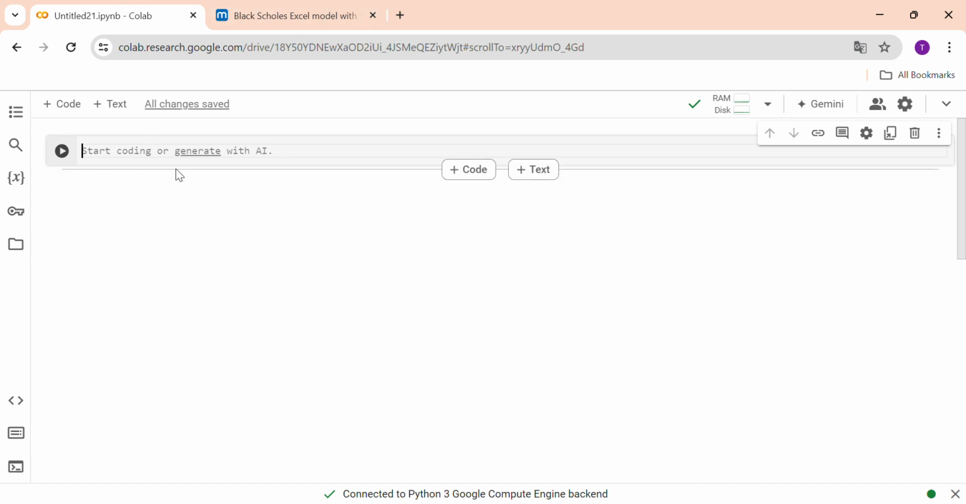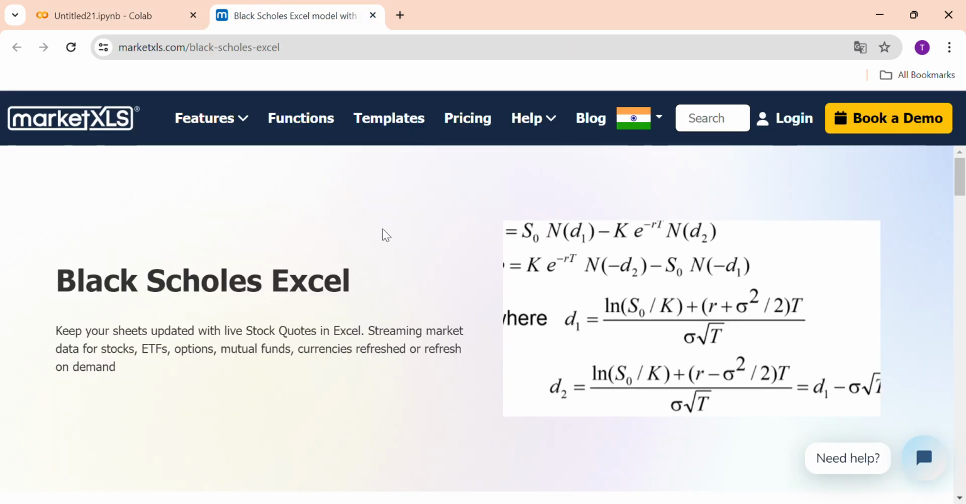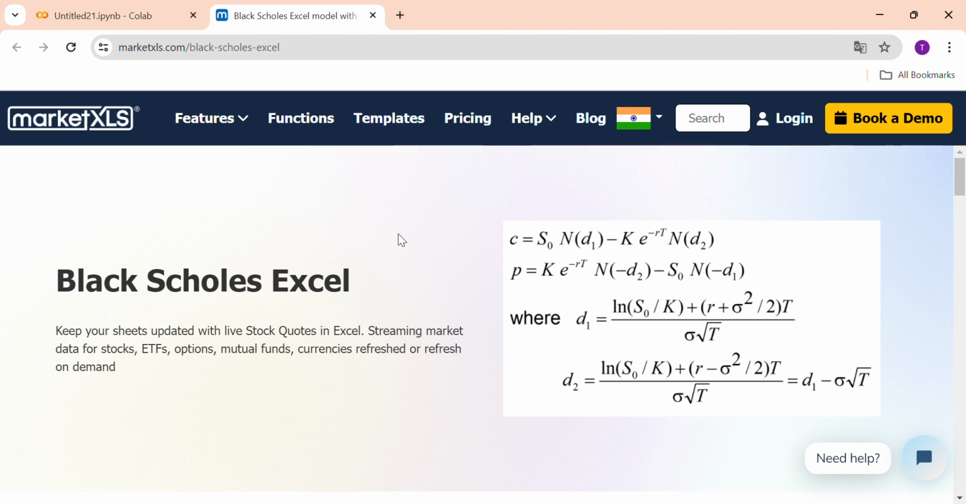Welcome to this lecture. In this lecture, we will be finding out the price of European call option using the formula that we derived from the Black Scholes equation. So let us just revisit the formula. It will help us to frame the Python code.